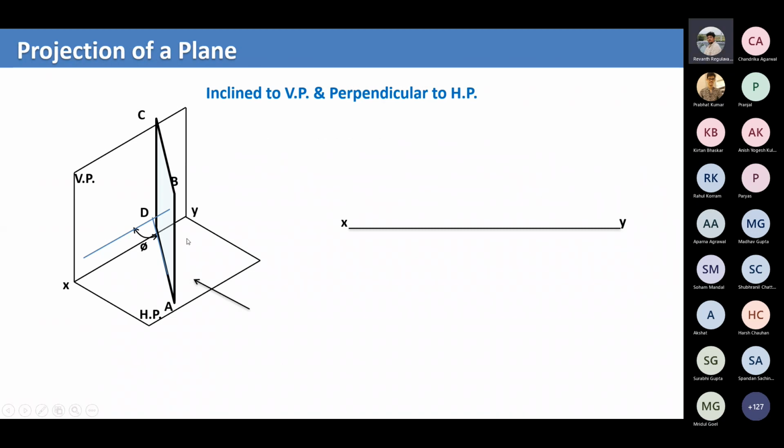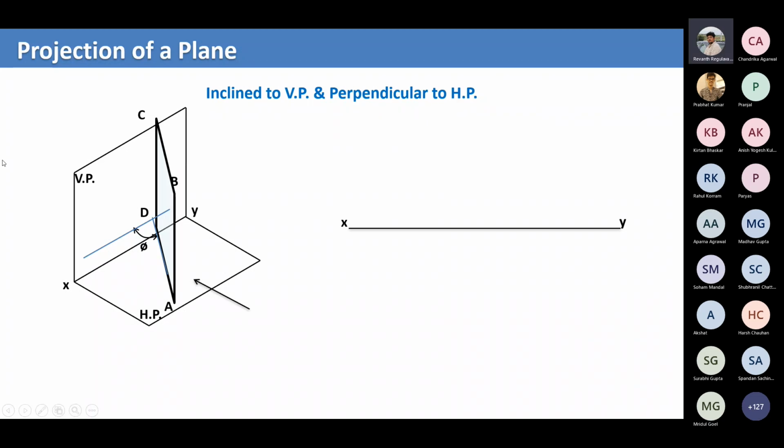So now here ABCD is the plane which is perpendicular to HP and is at an angle phi to the vertical plane. If you remember, what do we call this plane? Is it an auxiliary inclined plane or an auxiliary vertical plane? It is the auxiliary vertical plane.